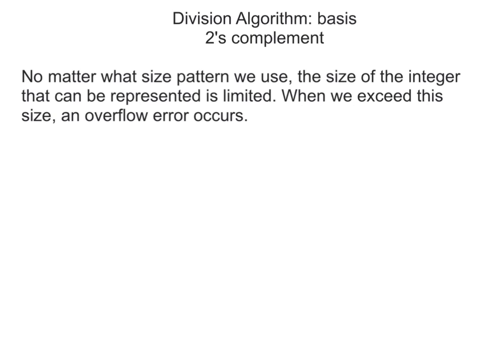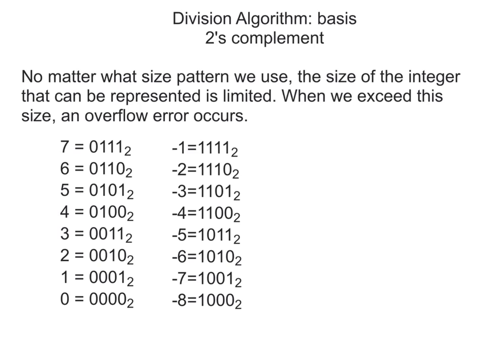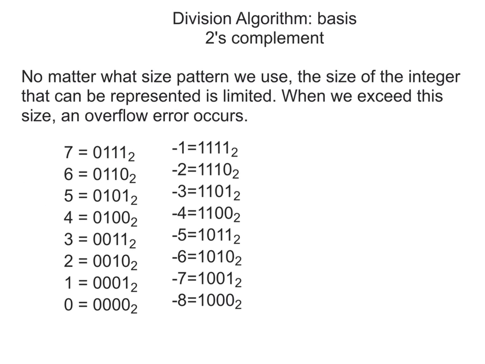No matter what size pattern, no matter how many bits we use, the size of the integer that can be represented is limited, and when we exceed this size, an overflow error occurs. So looking at the 4-bit 2's complement representations, I have the positive numbers here and the negative numbers here. One thing you'll notice is that all the positive numbers have a 0 in the leftmost bit, whereas the negative numbers have a 1 in the leftmost bit. As a result, the positive numbers can only go to 7. We can't represent positive 8 with only 4 bits in 2's complement.